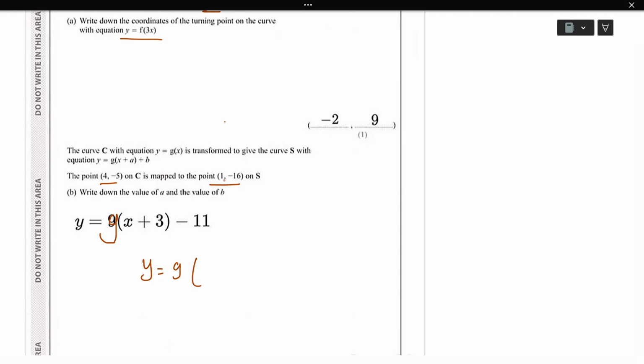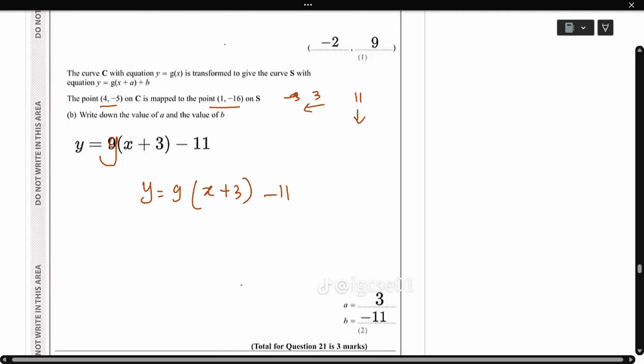3 units left. If left, we are taking the opposite sign, so x plus 3 we will write. So actually it happened 3 units left. And here minus 5 becomes minus 16. So here 11 units down. 11 units down, so we will write minus 11 outside. That's it. This is the answer here.